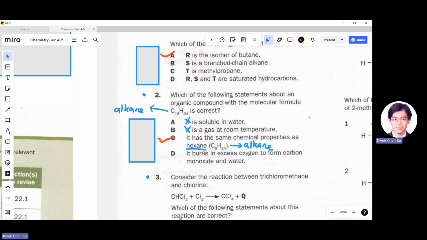Oh, I didn't mention that point about complete combustion. Complete combustion also means there is excess oxygen. If you want to write down your notes, complete combustion means excess oxygen. Well, you learn along the way.